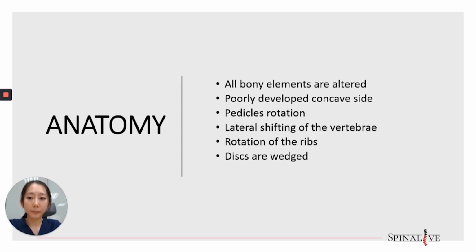Okay, so anatomy. How does a scoliosis spine look? Usually all the bony elements are altered. There will be a convex side and also poorly developed musculature at the concave side. You will notice some pedicle rotation, where the pedicle tends to disappear towards the concave side of the spine. And besides that, the normal things we see in a scoliosis patient are a lateral shifting of the vertebra, some rib hump, and some wedging of the vertebra and also the disc.